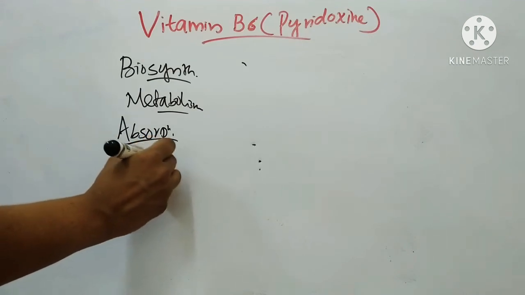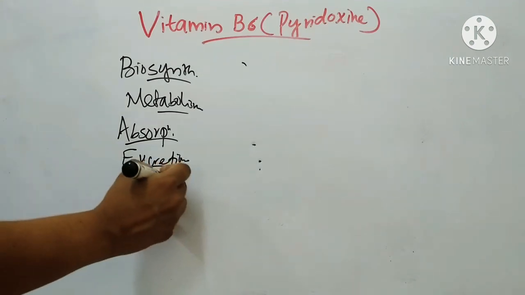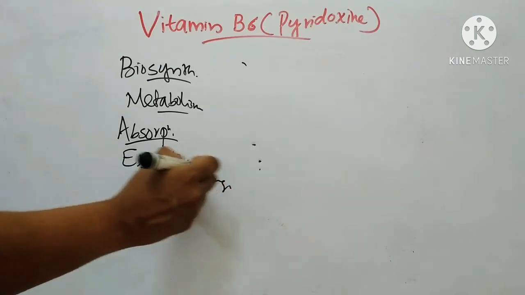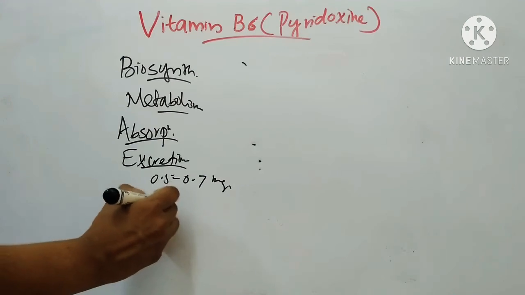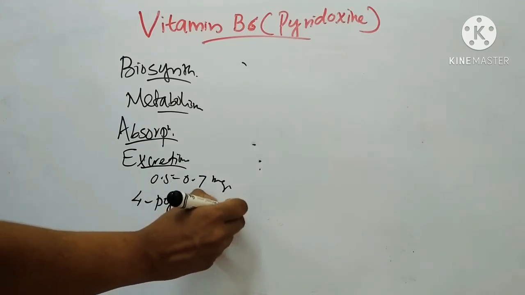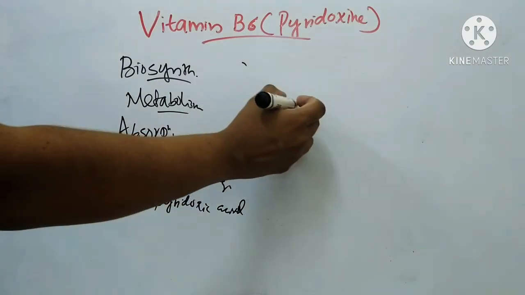Coming to excretion, pyridoxal and pyridoxamine are excreted in urine in small amounts, about 0.5 to 0.7 mg daily. The major urinary metabolite is an inactive form of pyridoxine, 4-pyridoxic acid.